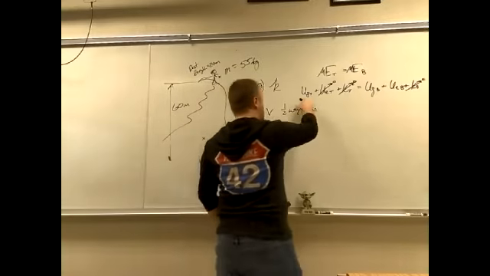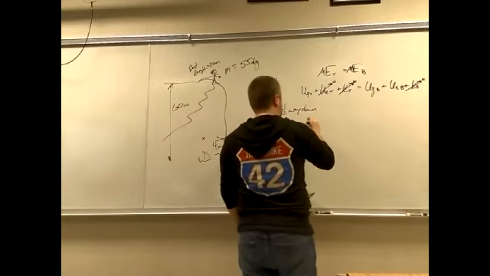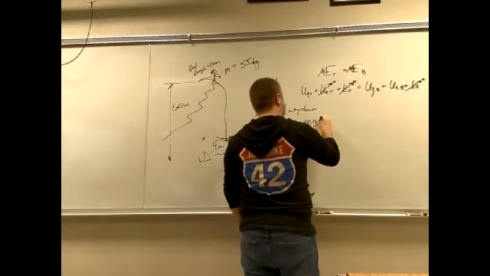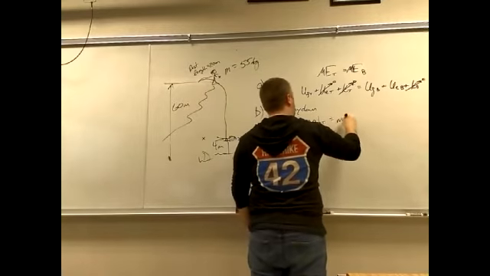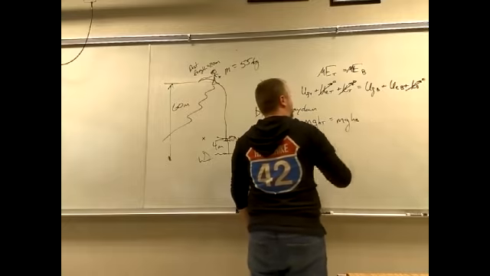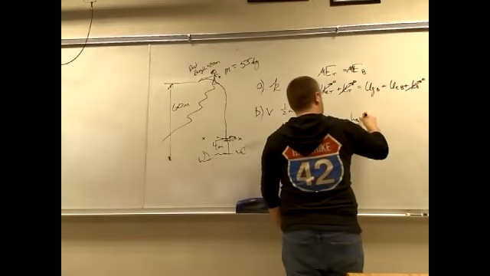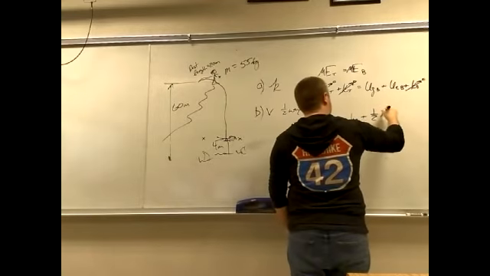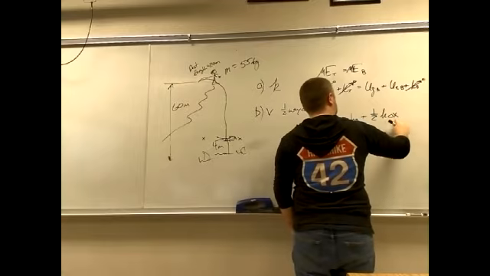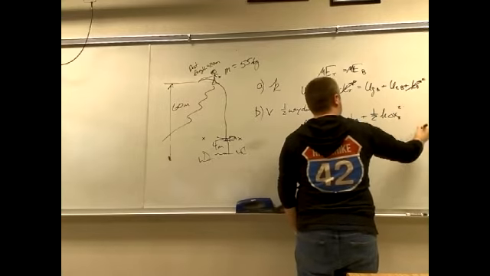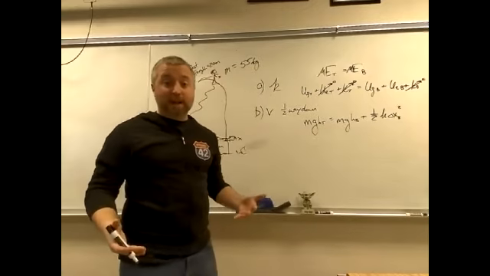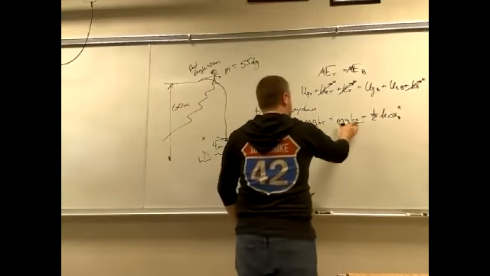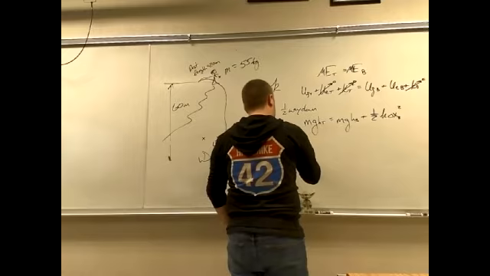All right, so let's go ahead. Potential of gravity at the top is mass times gravity times height at the top. Nothing is equal to mass times gravity times height at the bottom plus 1/2 k displacement, or this is the amount stretched at the bottom, squared. And we're solving for k right over there. So this is an algebraic problem. Let's go ahead and take this piece and subtract it over.